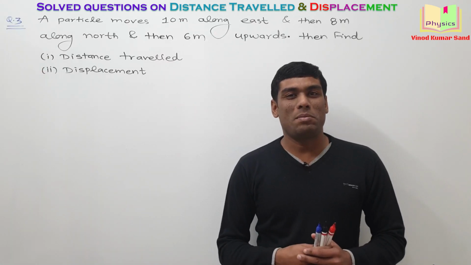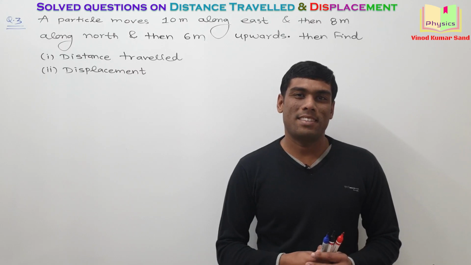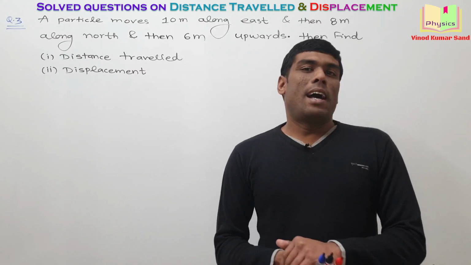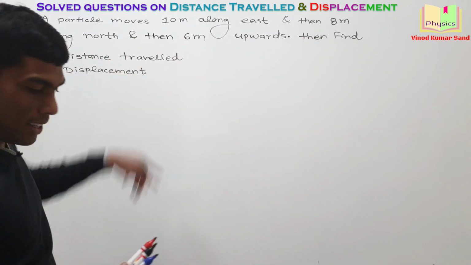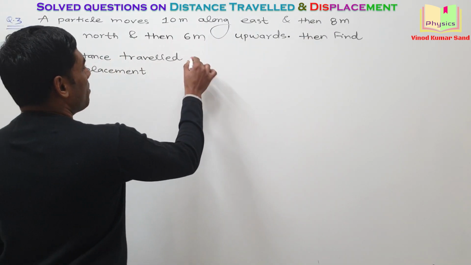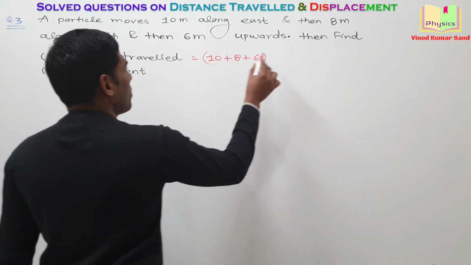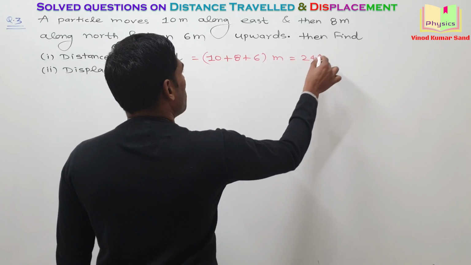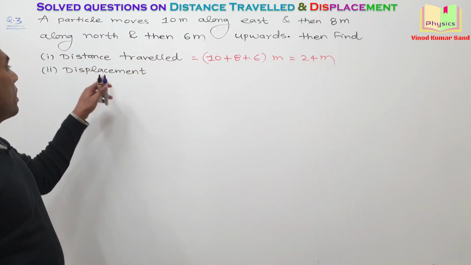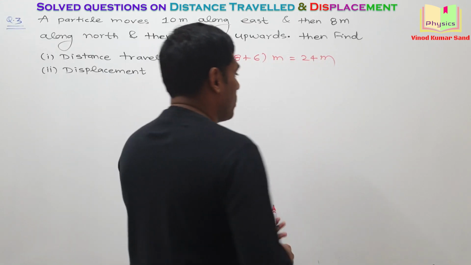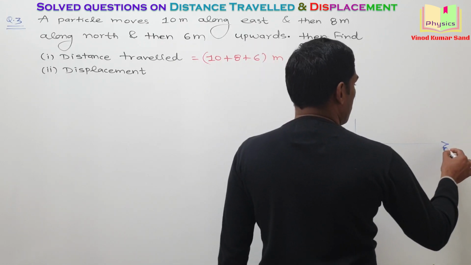The third question is similar to the previous one. If you wish, you can give it a try. I'm simplifying the things here. The distance traveled, as usual, is the simplest part. It will be equal to 10 plus 8 plus 6 meter, which is equal to 24 meter. No doubt in that. Then we go for the displacement. It's a vector quantity, so we need the sense of directions.